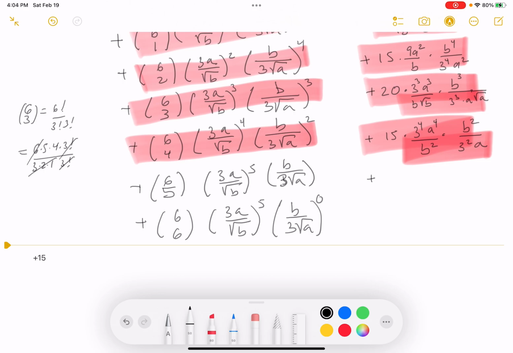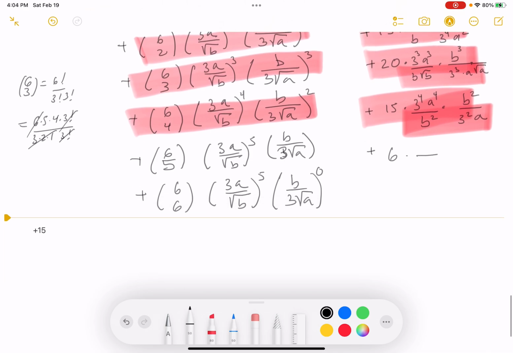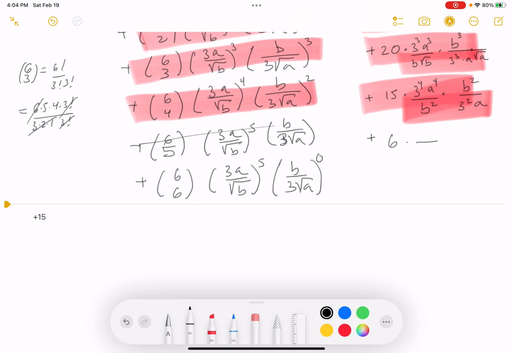All right, let's go to the next one. And again, 6 choose 5 is the same thing as 6 choose 1, and 6 choose 1 was 6. What do you get there? And again, we're doing this one now. Now let's see what you get. You get 3 to the 5th power, a to the 5th, and on bottom you're going to get b to the 5 halves. That's 2.5, so b squared root b times b over 3 root a.